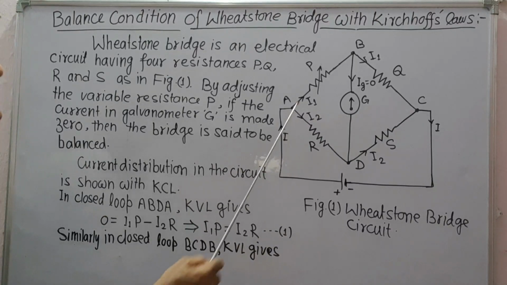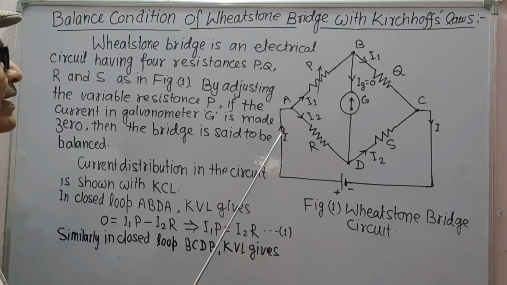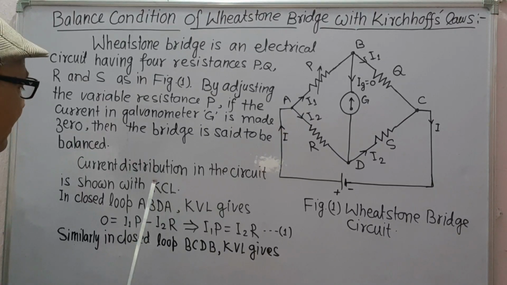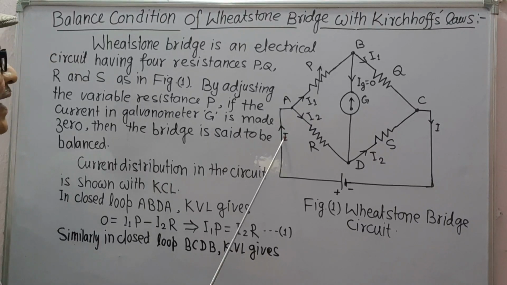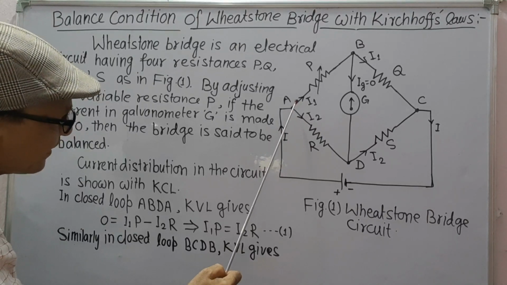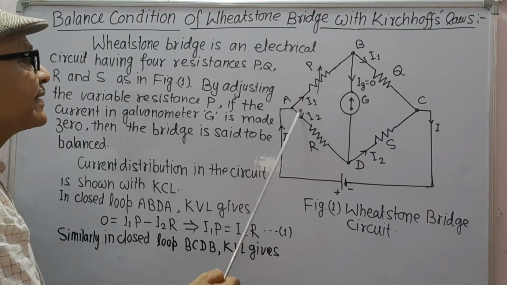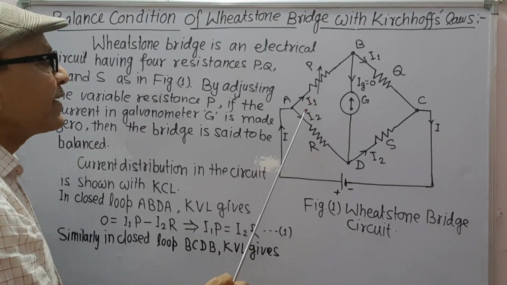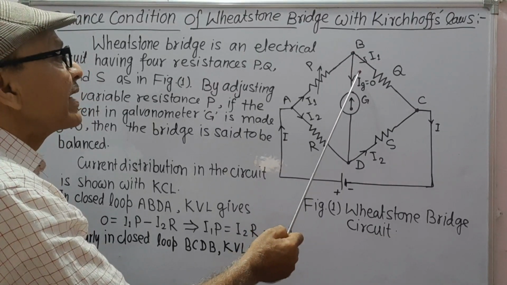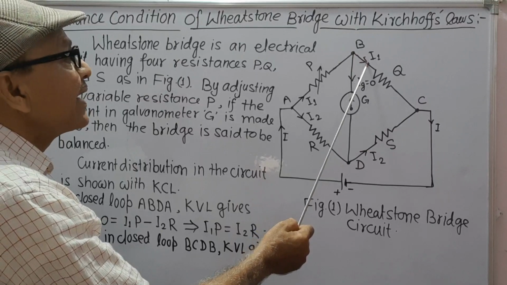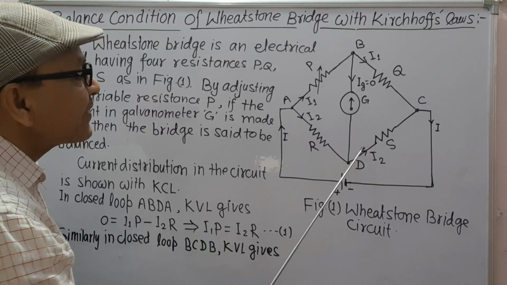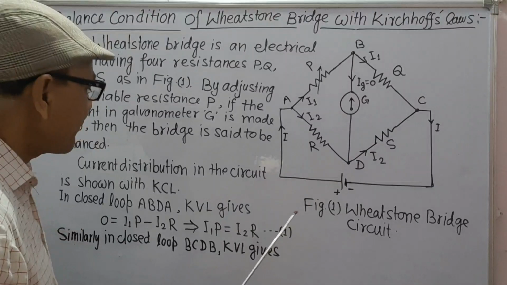Now the current distribution in the circuit is shown in the diagram with Kirchhoff's current law, that is KCL. Here I is the current flowing from the voltage source, and at point A it is distributed in two parts, I1 and I2. I1 reaches point B. Because Ig is 0, I1 again comes in this direction. Similarly, I2 comes in this direction because Ig is 0.